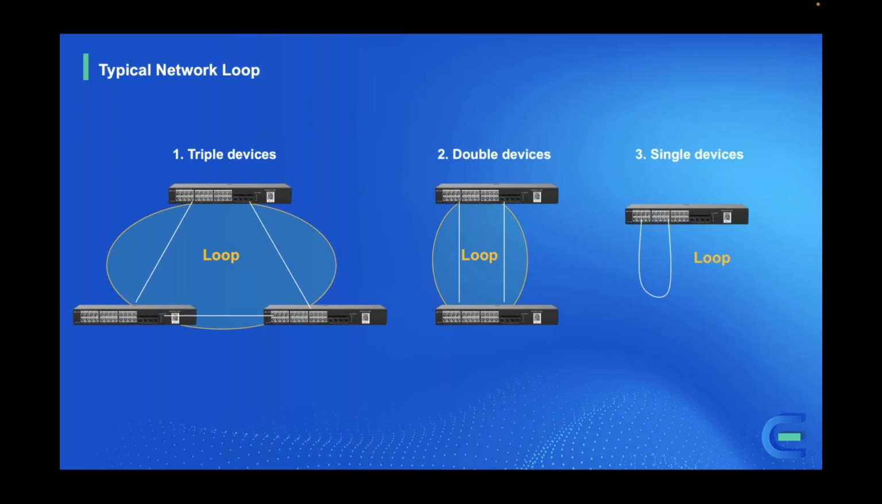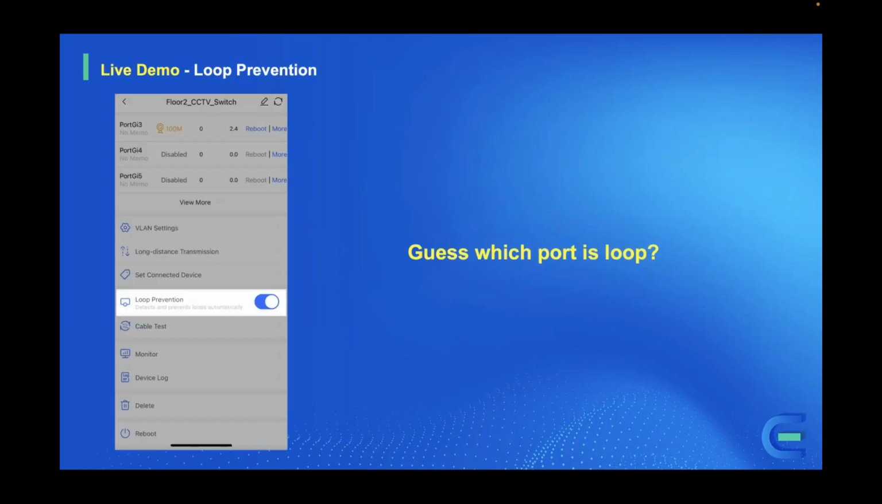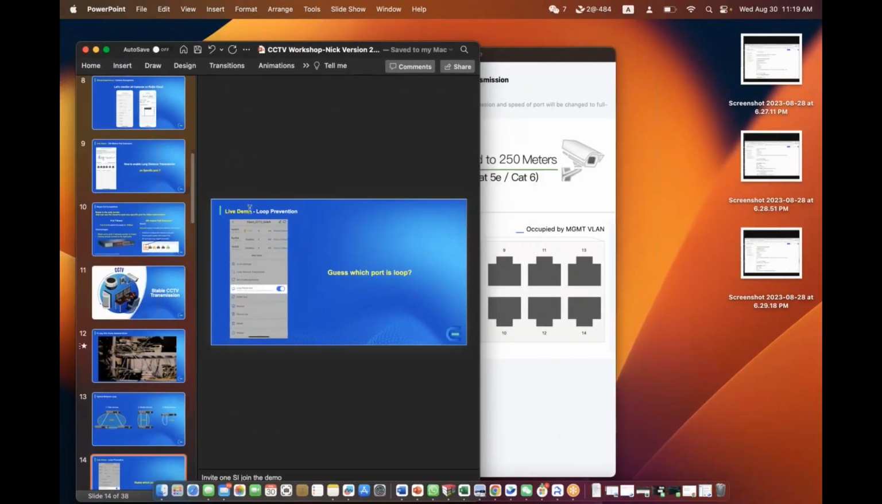So with our solution, it won't be an issue anymore. You can enable our loop prevention function. Once you enable it, even if a loop happens, the network will still remain functional, because the system will automatically detect which two ports have the loop and block those two ports. In addition, the system will send you an alarm to tell you exactly which two ports you have to fix. So let me show you on the app.